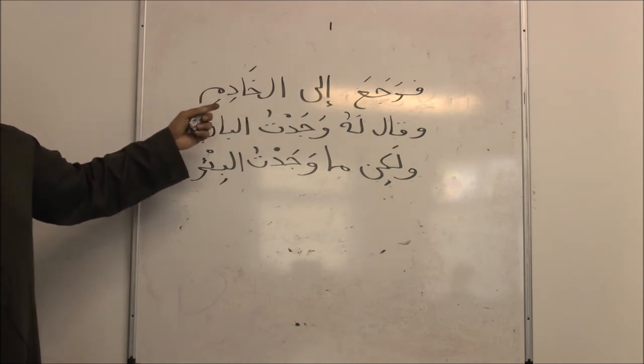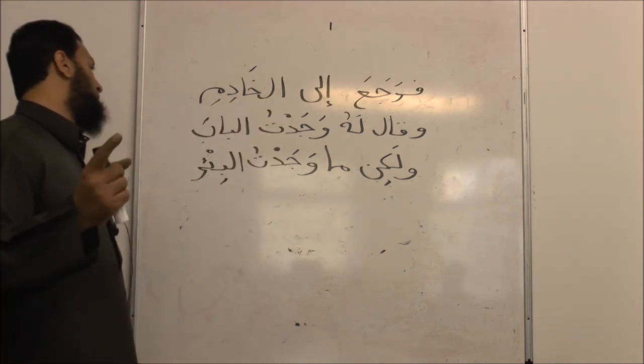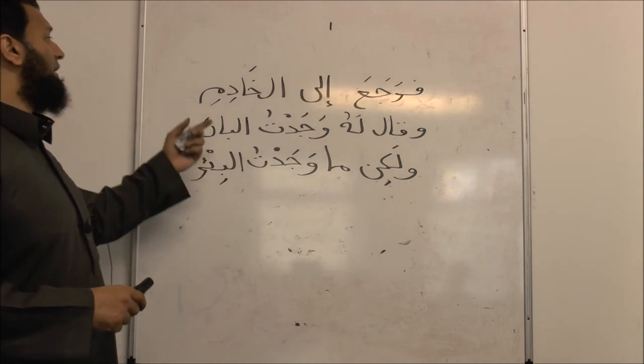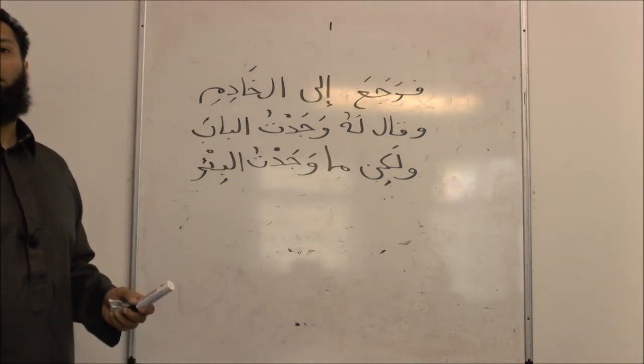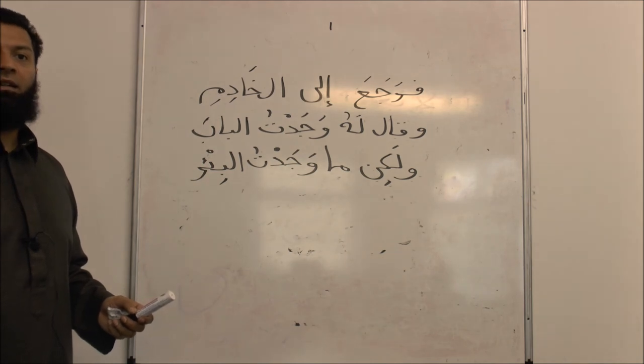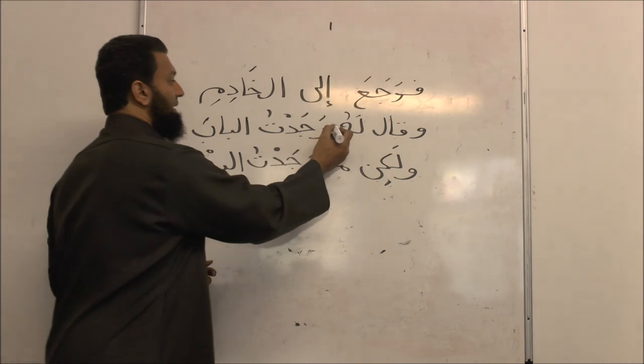Why is that ila al-khadimi? Because it's majrur. It's majrur because of ila. Ila is a harf jar. Faraja'a ila al-khadimi. Wa qala lahu. So he returned to the servant. Yes. And said to him. Wa qala lahu. He said to him.